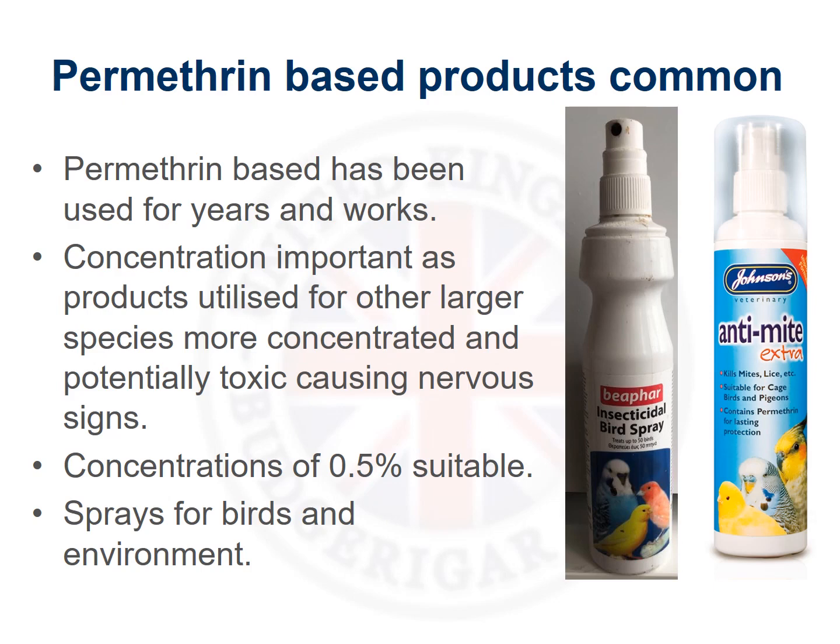So permethrins are also commonly used, for decades to be honest, and we know they work. We do have to be careful of concentration in these products, because a lot of the agents out there that are used for larger species have greater concentrations of permethrin, and the risk of toxicity leading to neurological or nervous signs in the birds is increased. So if you're going with a permethrin product, you want up to 0.5%. A lot of the dog and cat ones, for example, will be around 2%. So these can be toxic. Get the right concentration that you need for the birds.